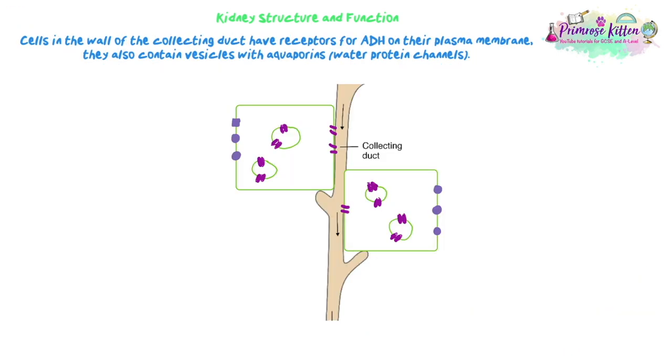Cells in the wall of the collecting duct have receptors for ADH, and they also contain vesicles which have aquaporins in them. So aquaporins are just protein channels, but specifically for water. Okay, so here I have my cells. So the cells are lining the collecting duct. Obviously I've made them really big here, but imagine that they're lining the collecting duct. Then I also have these vesicles. They have the aquaporins attached to them and they are inside the cells. And the aquaporins can be found in the vesicles, but then also in the walls of the collecting duct, the joining part that these cells branch onto. And then I have my ADH receptors as well.